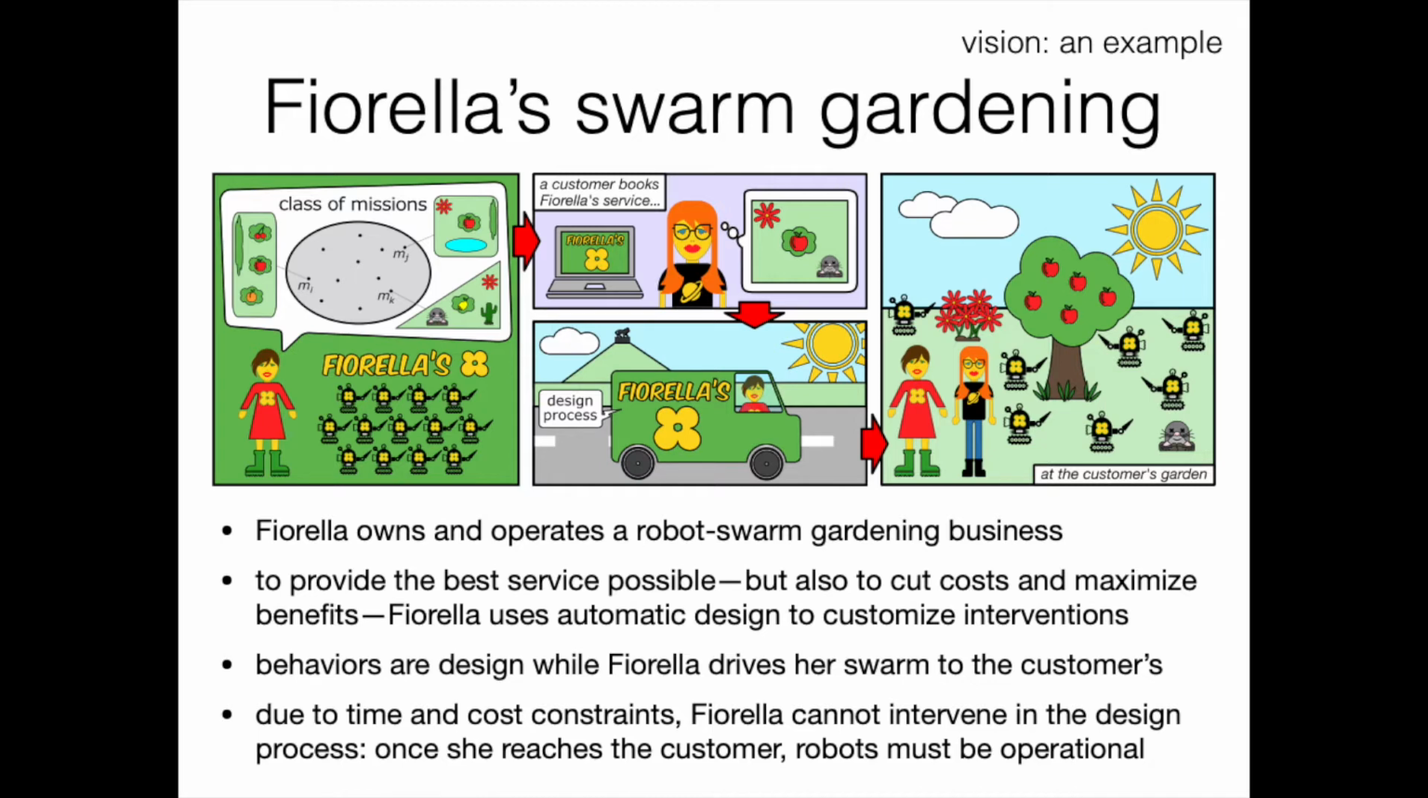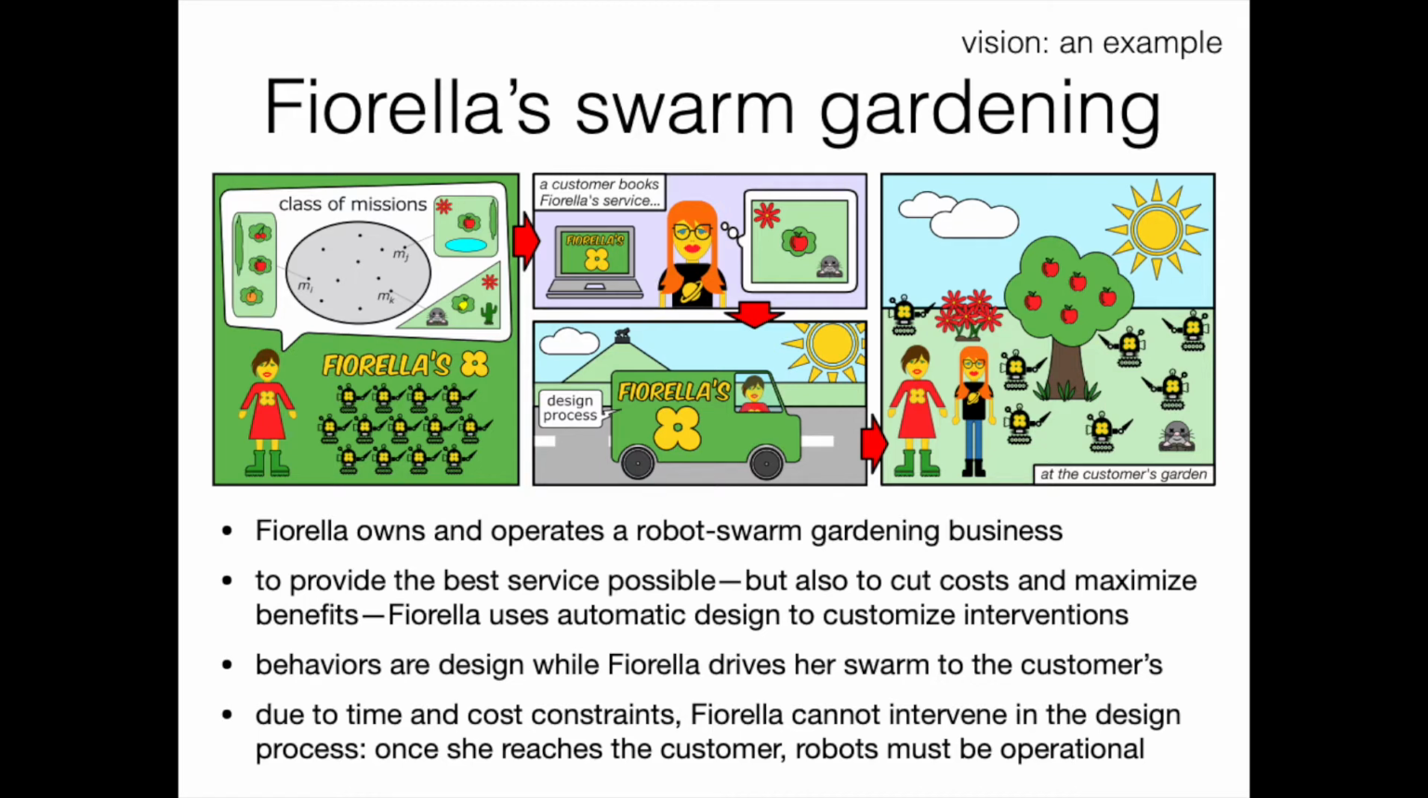A lady named Fiorella owns and operates a small robot swarm gardening business. She has a group of robots and she has a number of customers. The customers can book the service of Fiorella online using her website.